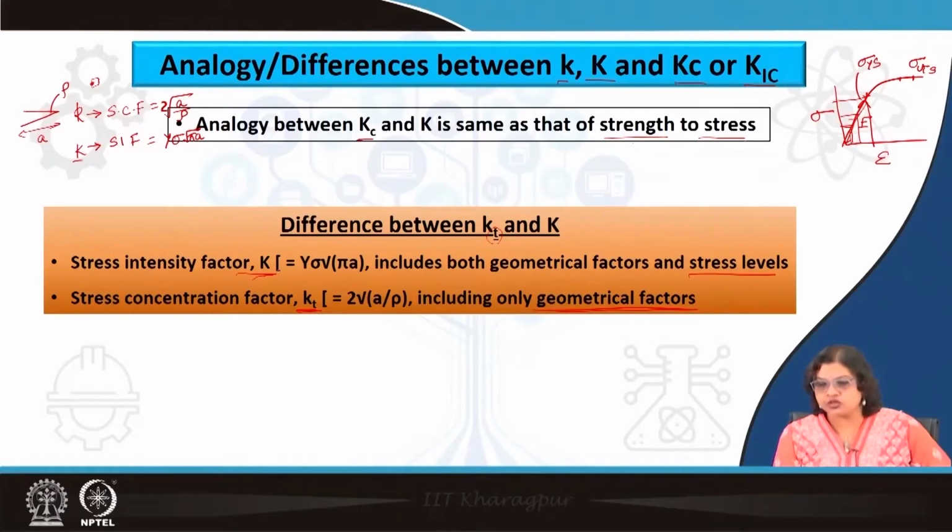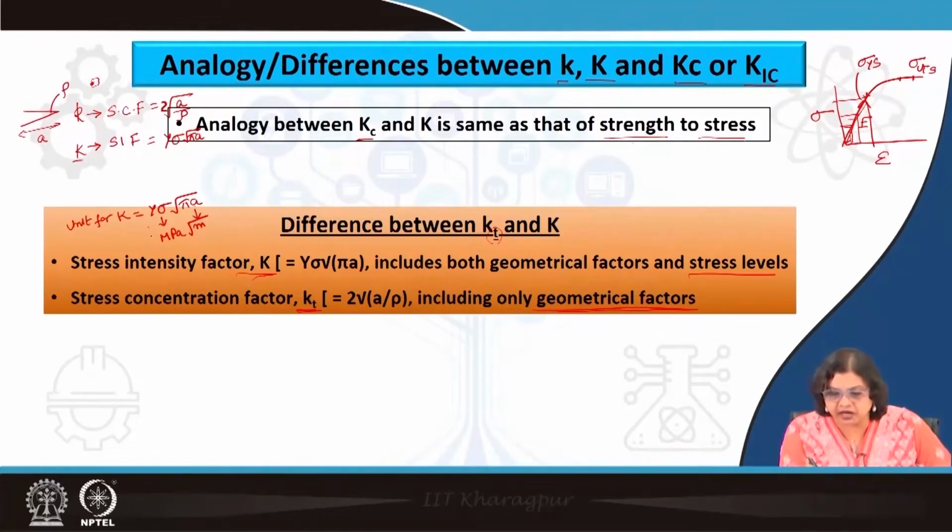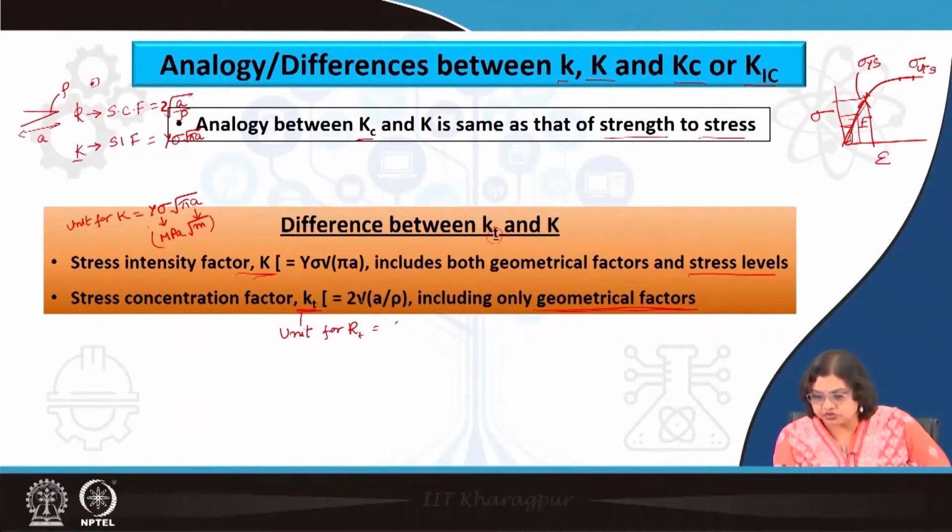Also, let me just write here: the unit of the stress intensity factor K is related to the unit of sigma, which is MPa, and a, which is meter. So, the unit is MPa root meter. On the other hand, the stress concentration factor is just 2 root over a by rho. The unit of a is in millimeter, and the unit of rho is also in millimeter, so basically that cancels out, right. So, it is a unitless parameter. That is also another difference between capital K and small k.